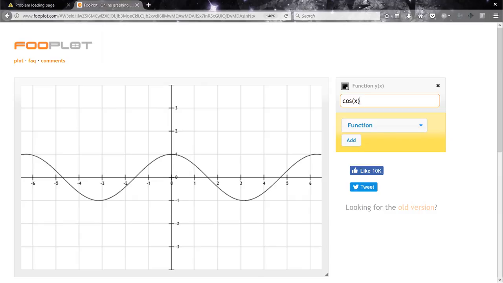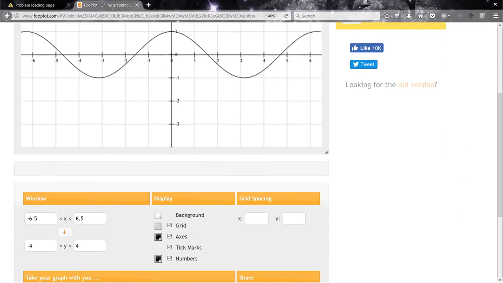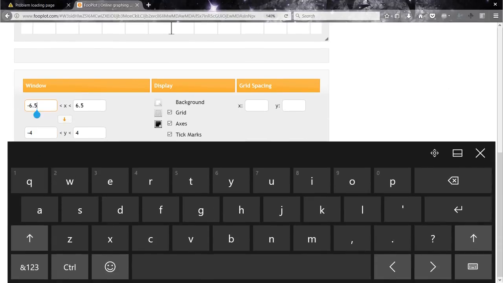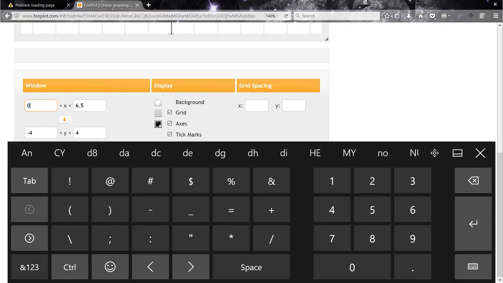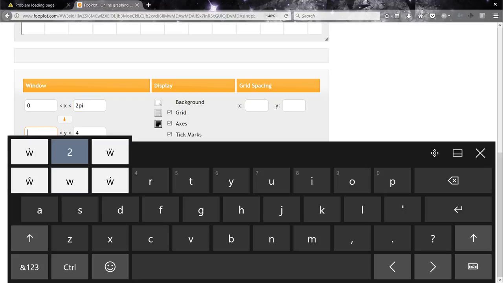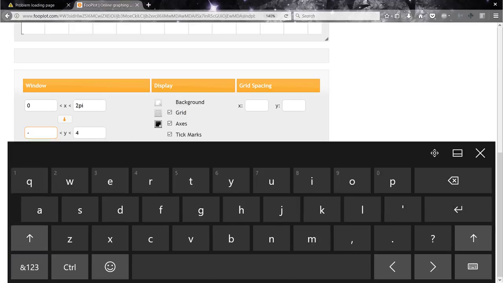So when you look at this graph, this is a nice waveform right here. Do you see any pi's on the x-axis? Nope. What I do see is the last number 6, which is pretty close to 2 pi. So it would be really nice if we can get our x-axis in terms of pi's. So I'm going to scroll down to some of the details here. Let's see, grid spacing. So instead of going negative 6.5, we'll go from 0 to 2 pi. And of course, our y's, I'm just going to go negative 2 to positive 2 so it doesn't look too tall.